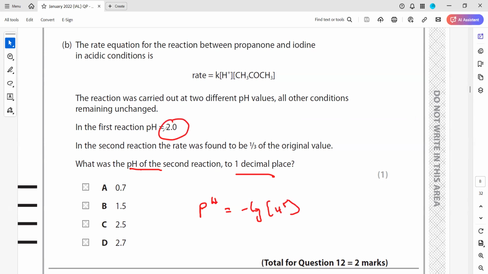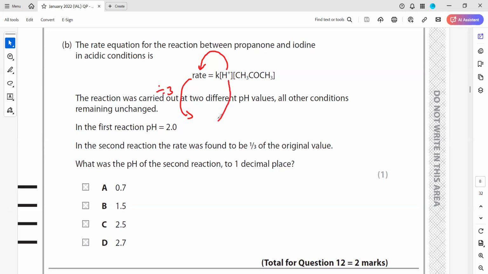The first reaction, the pH is 2. The second reaction, it was found to be 1/3 of the original value. So actually, look how we can do. You can see the rate of a reaction is directly proportional to hydrogen ion concentration. The second reaction rate is decreased by 3. So hydrogen ion concentration is also decreased by 3.